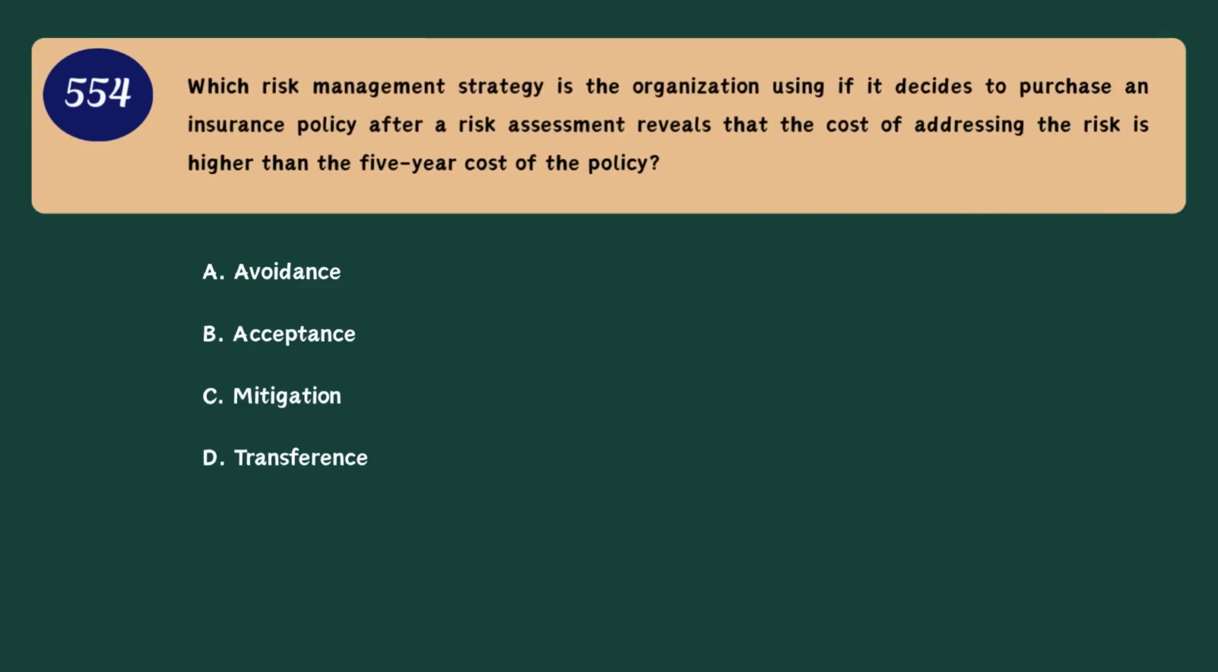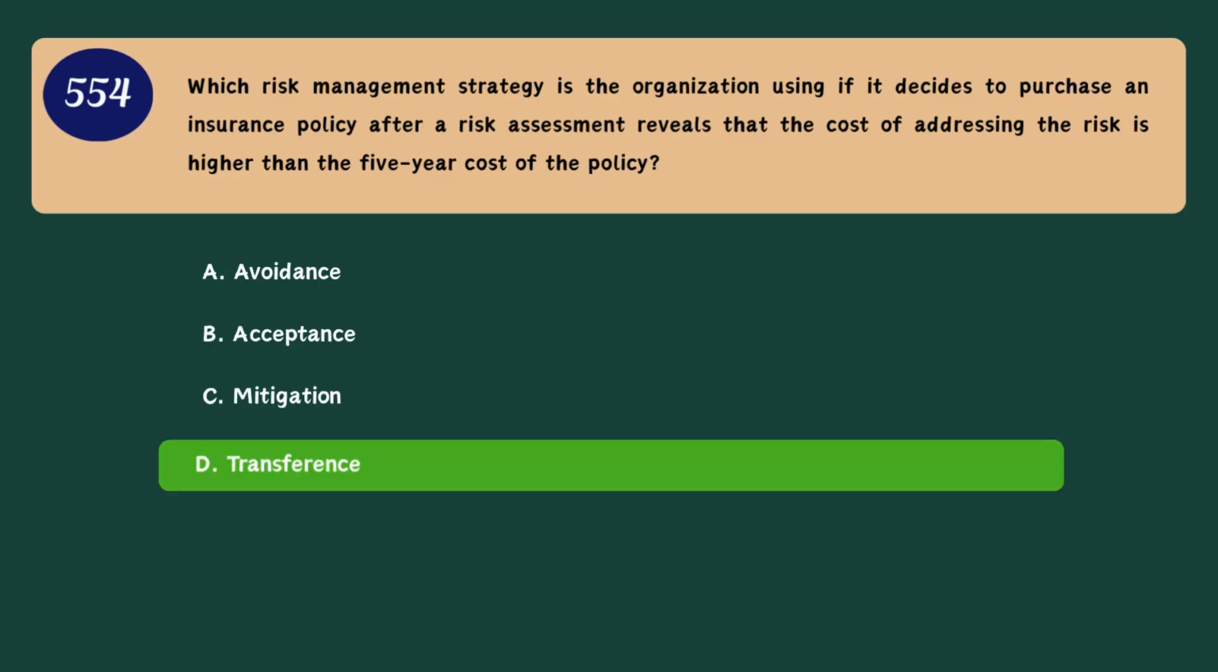Question 554. Which risk management strategy is the organization using if it decides to purchase an insurance policy after a risk assessment reveals that the cost of addressing the risk is higher than the 5-year cost of the policy? A. Avoidance. B. Acceptance. C. Mitigation. D. Transference. Correct answer. D. Transference.